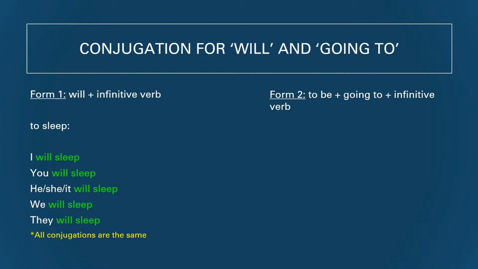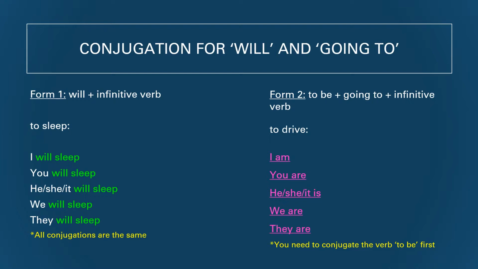Our second method is a little bit more complicated. So it is to be plus going to plus infinitive verb. Our example will be to drive. The first thing we need to do is learn how to conjugate the verb to be. So here it is. I am, you are, he or it is, we are, they are. This is an irregular verb. So once we finish that, we can then add going to and then drive, which is the infinitive verb.